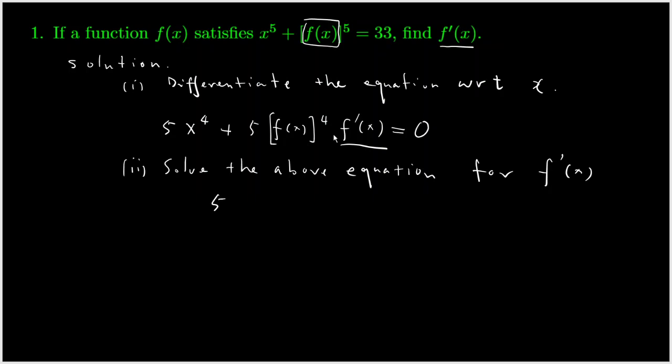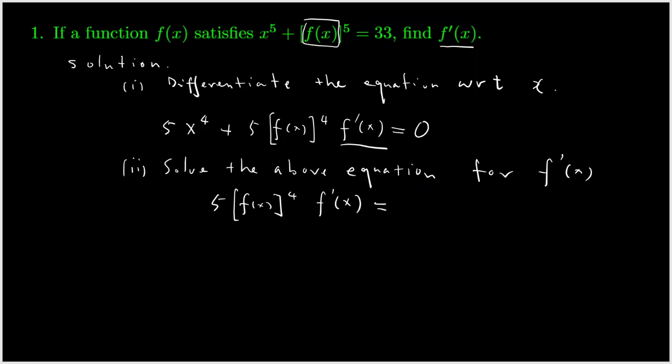You have 5 times f of x, the whole thing to the power of 4, right? And then times f prime of x. That's a term involving a factor of f prime of x. And then you move all other terms to the other side of the equation. I know this thing is simple, but in some cases, after the first step, the function can get a little bit long, a little bit ugly, but still the same thing.